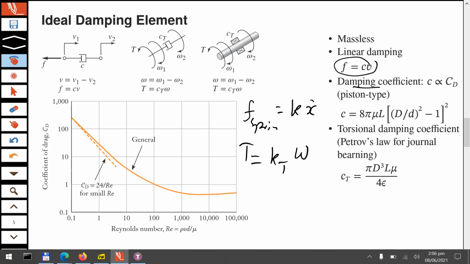And just like this X was a relative displacement, this omega, sorry, in the spring it will not be omega, it will be theta, sorry, relative deflection, relative displacement. So in damping also, it is the relative velocity, relative angular velocity and so on, okay.